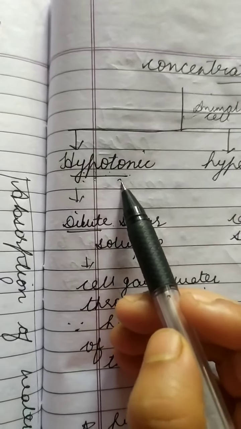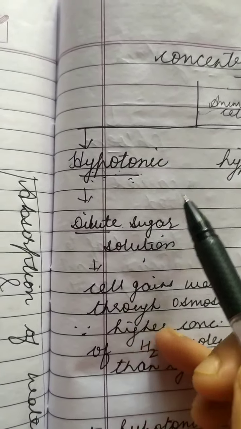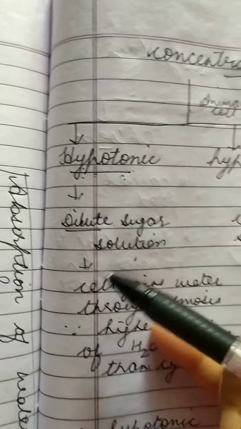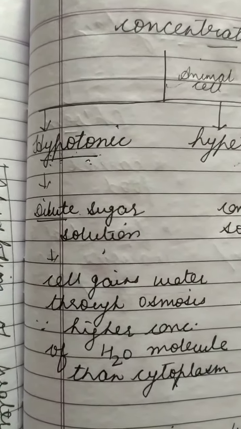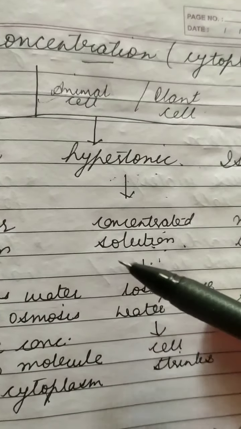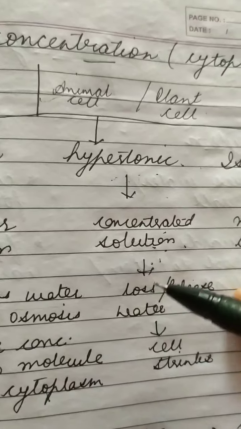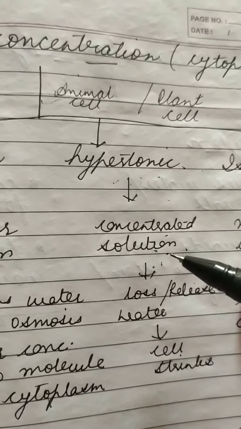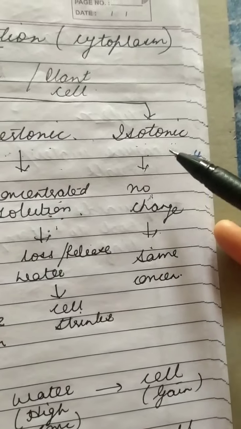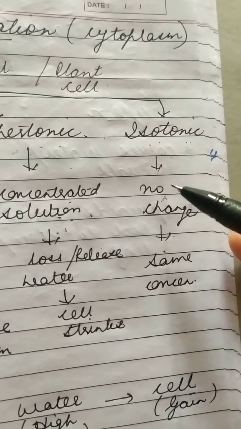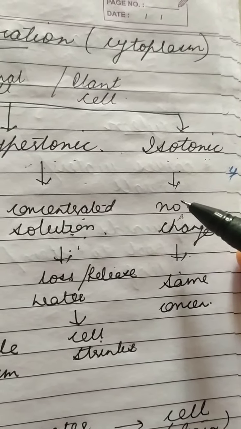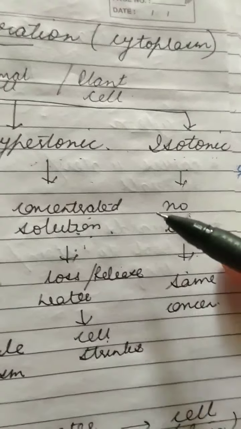So hypotonic means the concentration of sugar solution is more outside as compared to the cytoplasm. So the cytoplasm gains water molecules. In hypertonic, the concentration of solution is more outside as compared to the cytoplasm. So the cell shrinks or loses water. And in isotonic, there is no exchange because the particles are evenly distributed, meaning the concentration of water molecules in the cytoplasm and outside is the same.